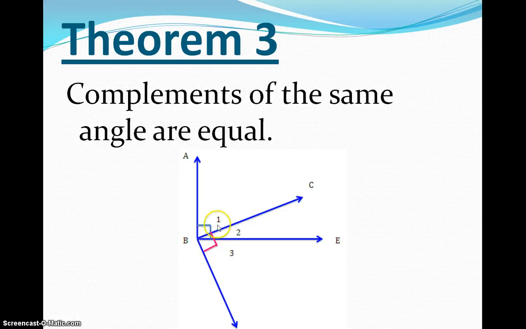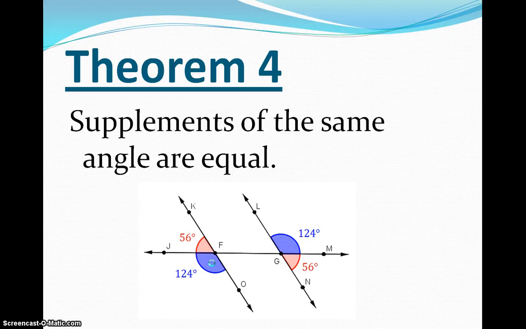So for example, if 1 and 2 are complementary, meaning they create a 90-degree angle, as you can see, and I also know that 2 and 3 are complementary because they create that 90-degree angle, I know that 2 is the overlap. So 2 is the same angle. 1 is a complement of 2, and 3 is a complement of 2 as well. So complements of the same angle, meaning angle 2, are equal, so 1 is equal to 3.